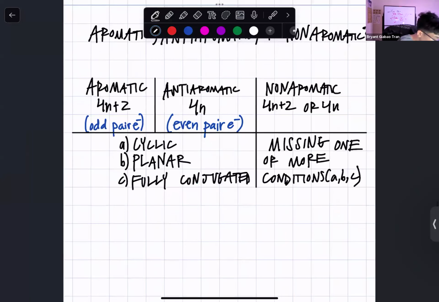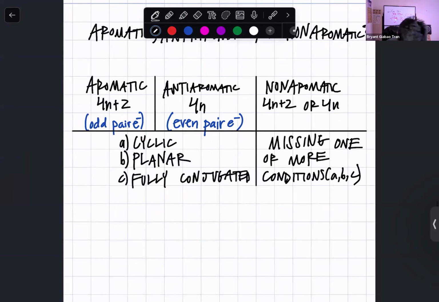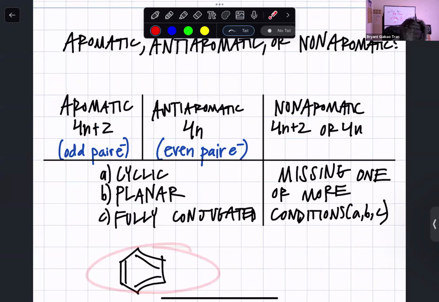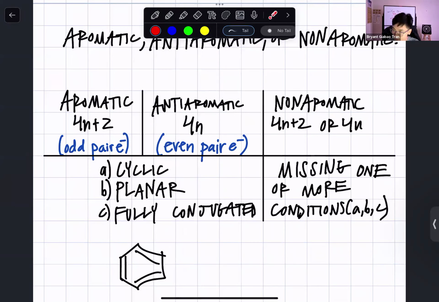Okay, so let's look at an example here. Let's look at this benzene ring here. This benzene ring, I think you guys already know what it is, right? Because I think you guys have seen it since 2018A as well. But this is the chapter where you look at it more closely, the benzene ring.